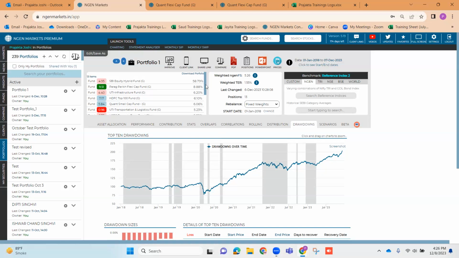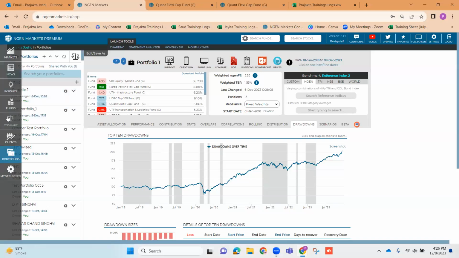How has this been arrived at? It is the weighted average of each of these funds, multiplied by their respective NAVs. And that is how we've arrived at this portfolio price. The gray periods indicate loss periods and the white portions indicate the recovery periods. That's about the drawdowns analysis.